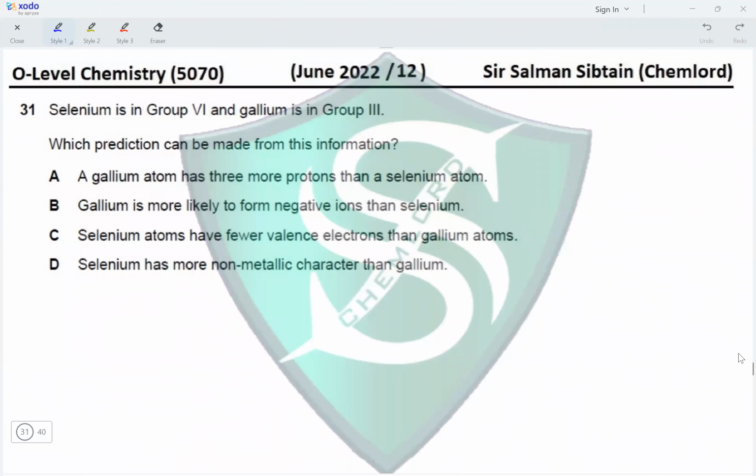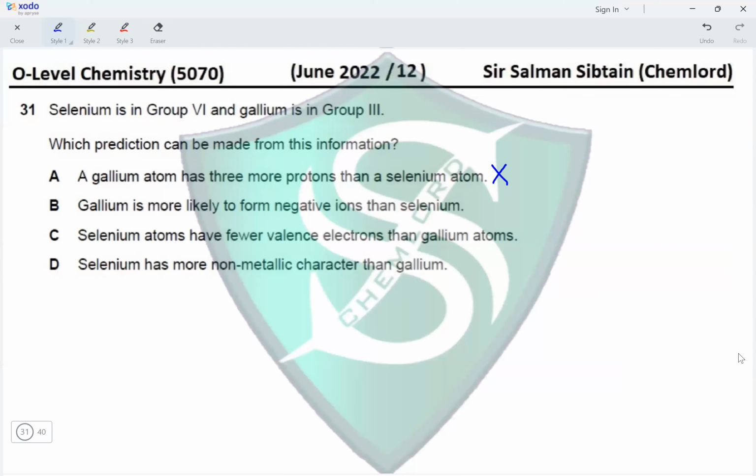Hi guys, this is O-level chemistry, paper 12, June 2022, question 31. Selenium is in group 6 and gallium is in group 3. Which predictions can be made from this information? A. A gallium atom has 3 more protons than a selenium atom? No, selenium would have 3 more than gallium because selenium is ahead of gallium in the periodic table.